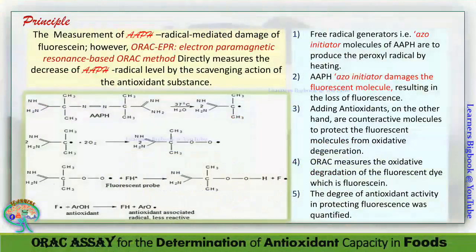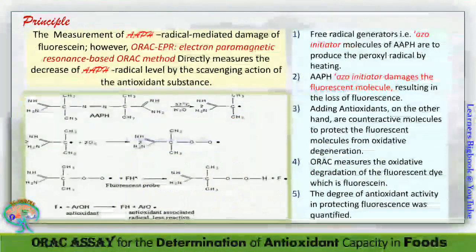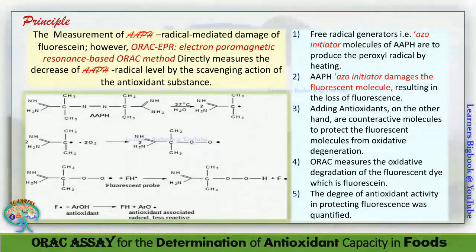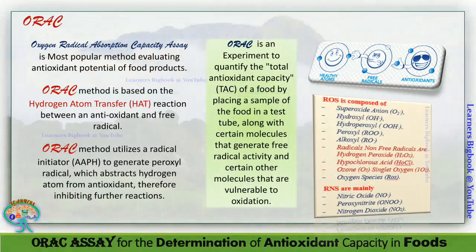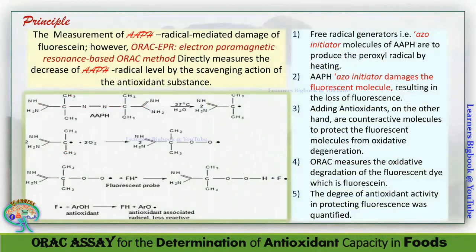Now, in this slide, we will discuss the principle. Before getting into the principle, we will have 3 lines of discussion. That is, we have discussed AAPH, we have discussed the Trolox, and we have discussed the Fluorescein. So in this slide, we have discussed this brief phrase, that there will be the radical activity and certain other molecules that are vulnerable to oxidation. Here, radical activity will be of the AAPH, which we have discussed already. The molecule vulnerable to oxidation in this experiment is the fluorescein.